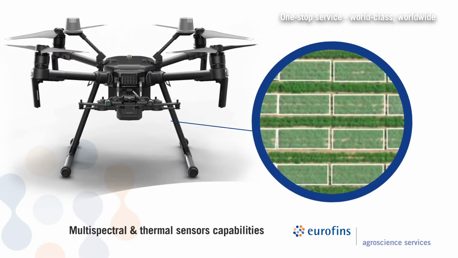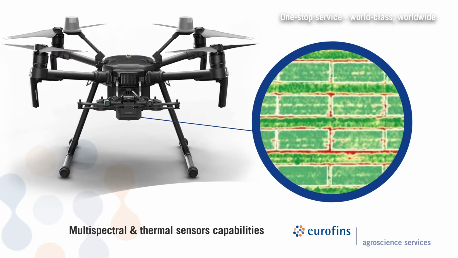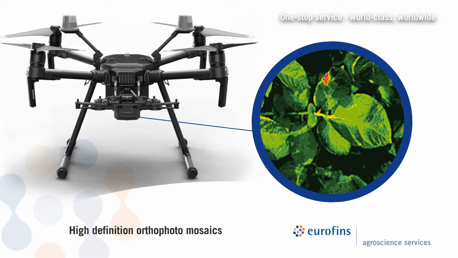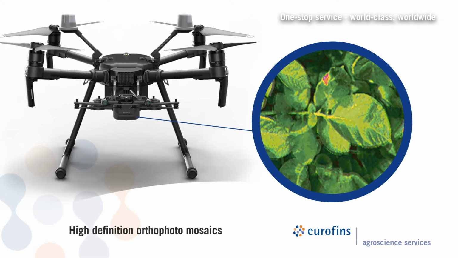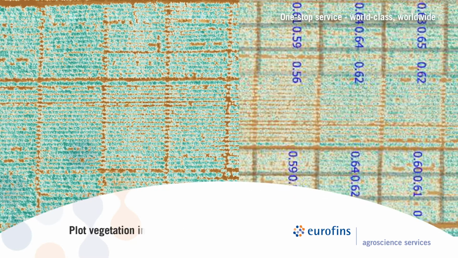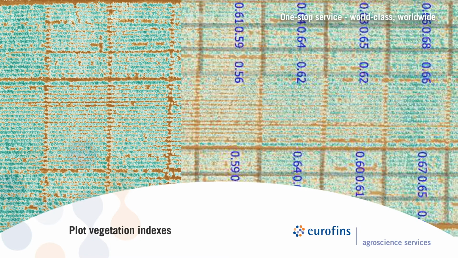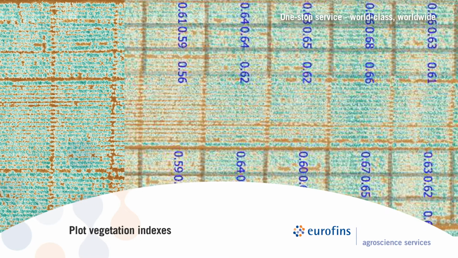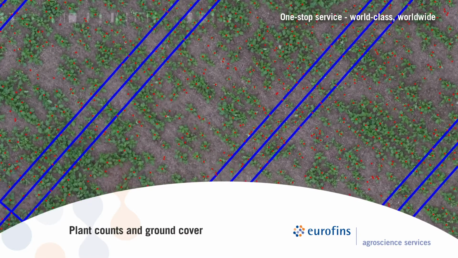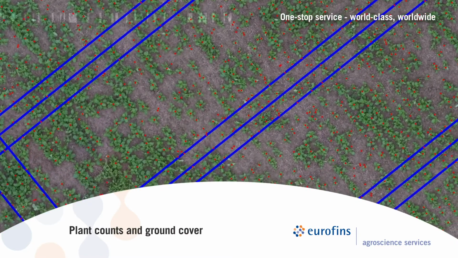We also use drones equipped with multispectral and thermal cameras to create high-definition orthophoto mosaics. Picture distortions are corrected to represent real field distances. On these orthophotos, we can calculate various vegetation indexes at plot scale, plant emergence counts, and percentage of ground cover.